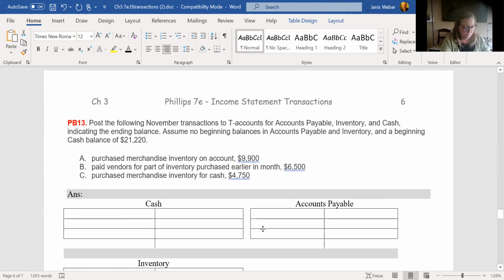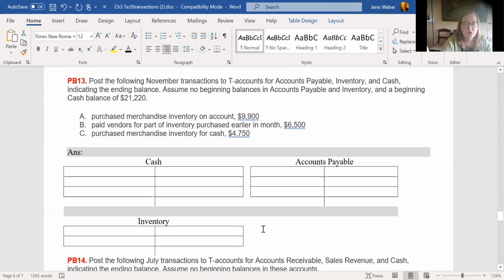We got a few more. 1 more page, couple more problems. Oh, 2 more pages. Okay, PB 13. Again, this is just getting us some reps so we're more comfortable with how to record different transactions. Merchandise inventory on account, paid vendors as part of the inventory purchase, and purchase more merchandise. So I would suggest you pause this video and try this. If we were in the classroom, I would have you just work this problem, post it, and then I would solve it. So just give it a shot. And then I'm going to just reveal the answer.